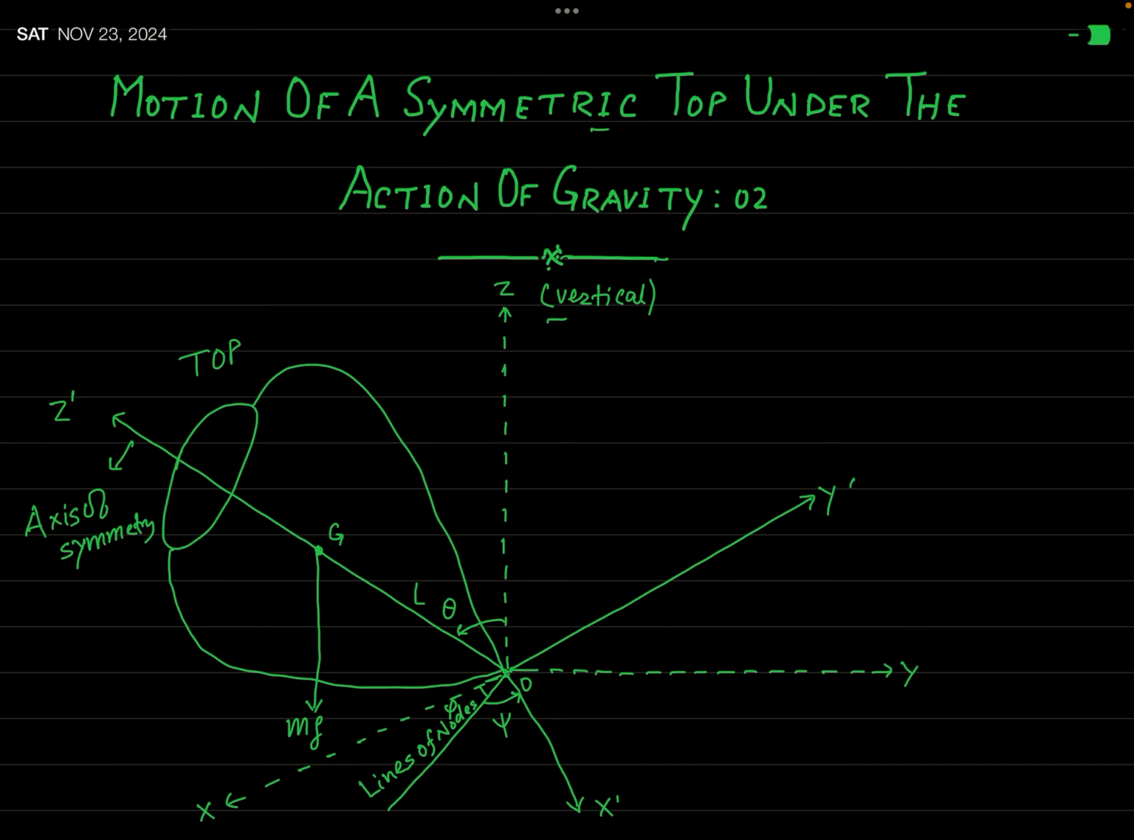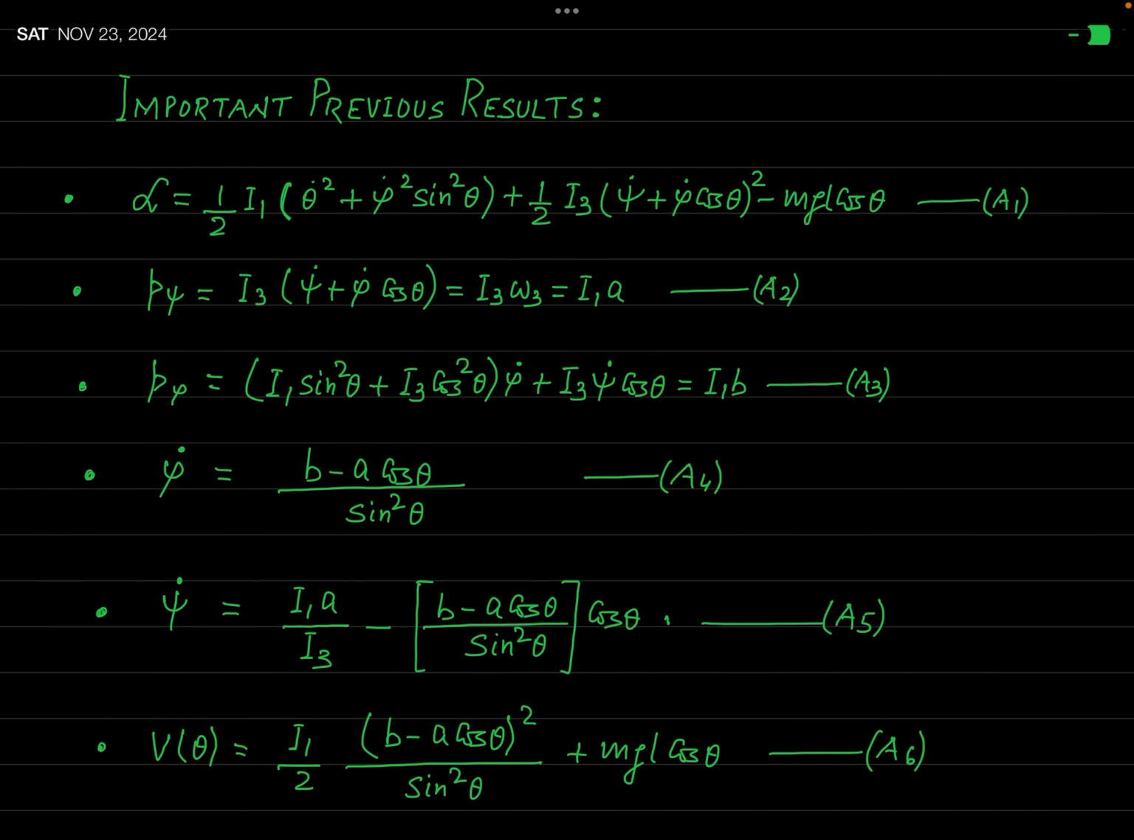Now, for the discussion of these particular situations, we will need the results which we have obtained in the first part of the lecture on this subject. So for your convenience, you can see I have mentioned all the important results which we have obtained in the first part of the lecture. First of all, we obtained the Lagrangian for this system.